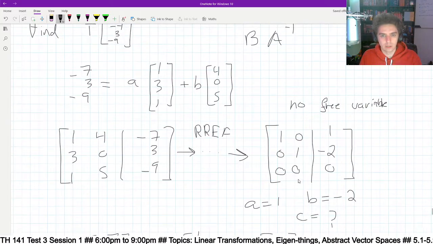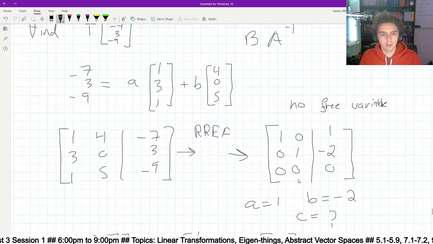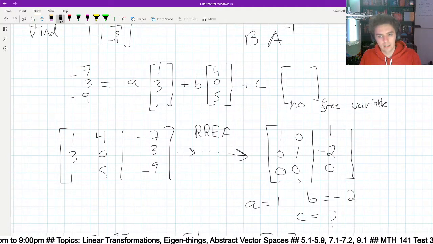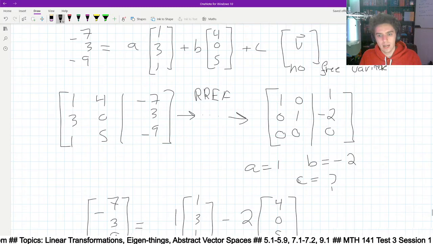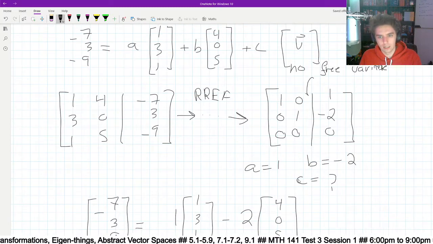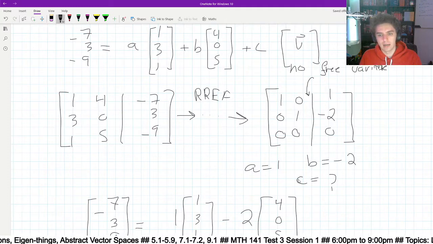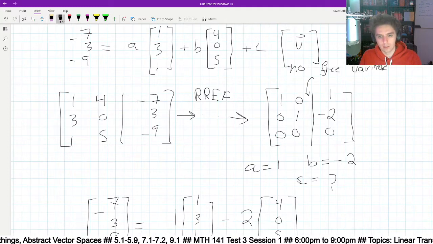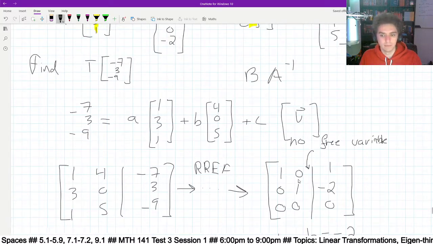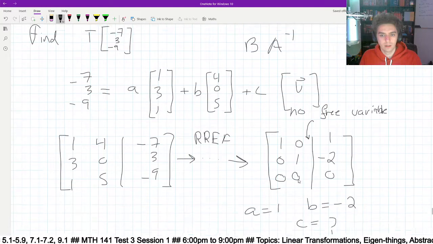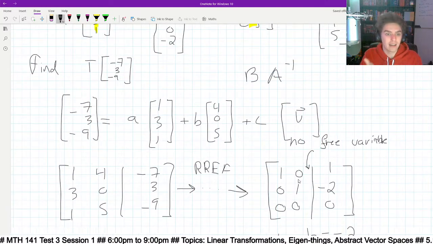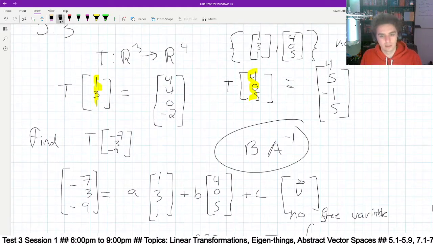I only had 2 vectors. If I was trying to make this a linear combination of 3 vectors, then I'd need another vector here, and I would have a C value. I'd have another column here, and I would get a 1 on the bottom there, and I'd solve for C as well. So you need a third basis vector. And if you had that, then you wouldn't have to do all this. You could just do this.